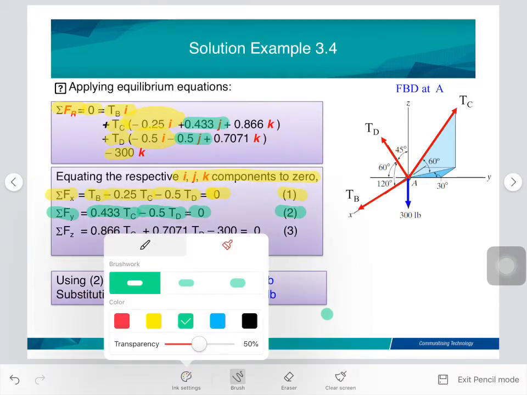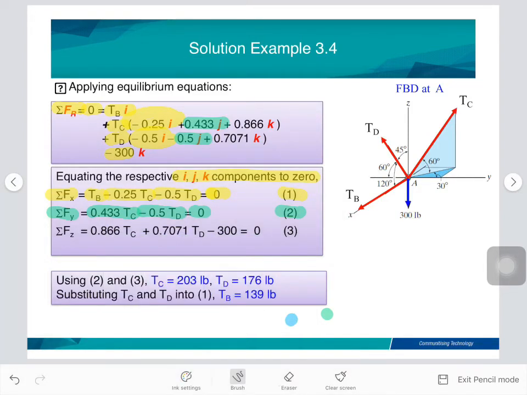Okay, next we have K, summation Fz. So whatever falls in Z. Okay, in Z we have K 0.86 here for TC. And for TD 0.7071 here, so TD, and don't forget here we have K negative 300 is equal to 0. So this is the third equation.